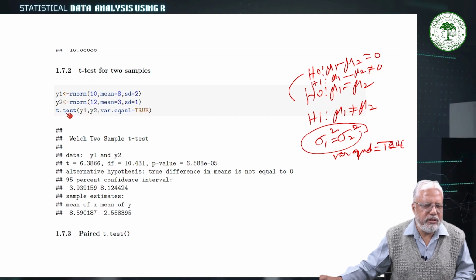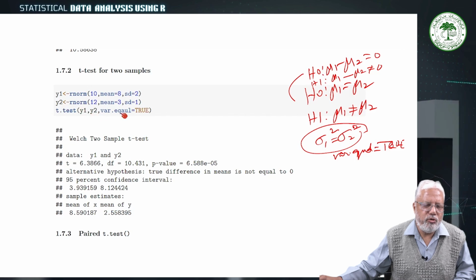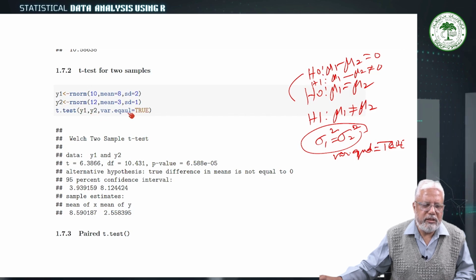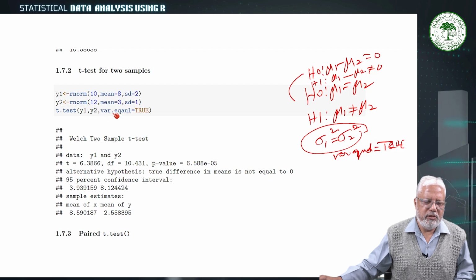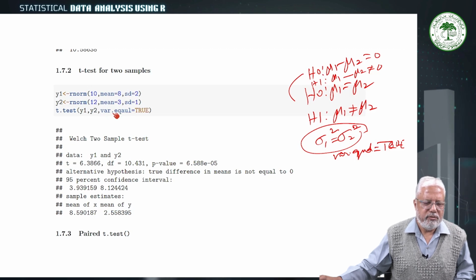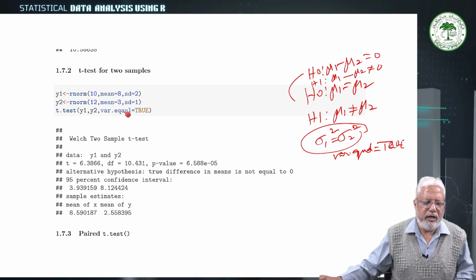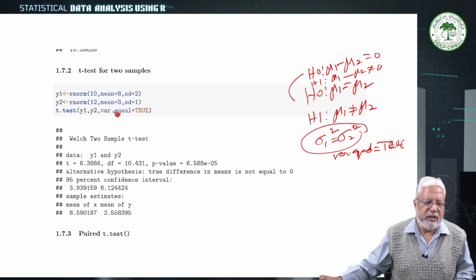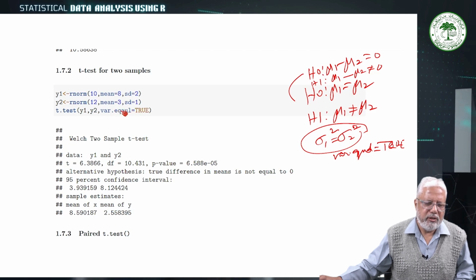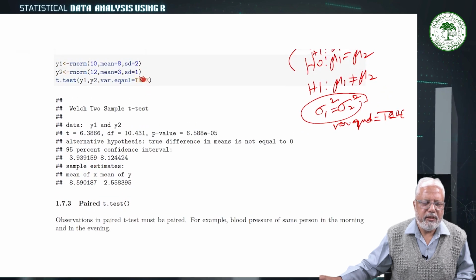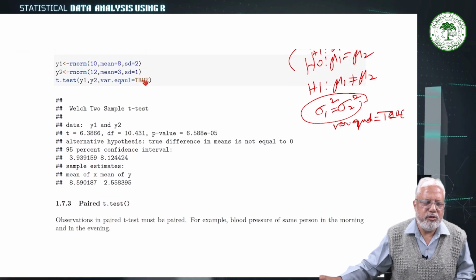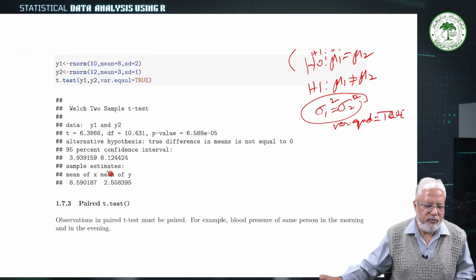But with the same function t.test, if we are giving two arguments and var.equal is equal to true, it returns the exact t-test. When var.equal is equal to false, it returns the Welch t-test. Here it should have been var.equal is equal to false, and then only we will have this output.